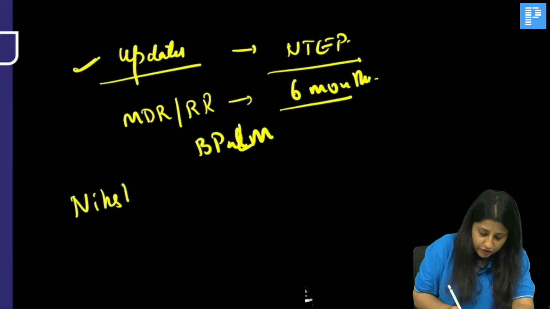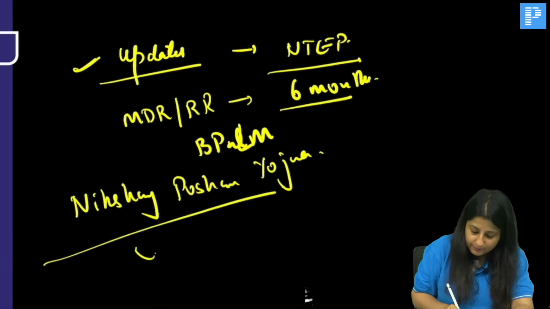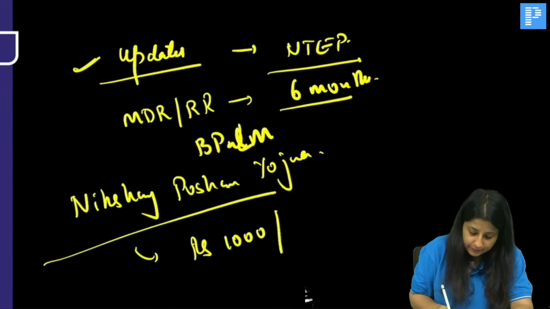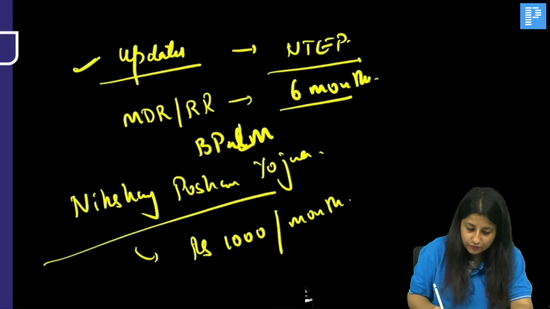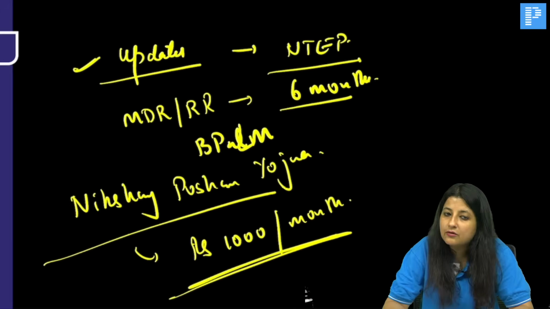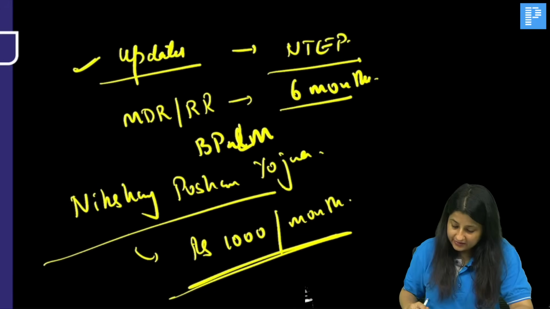And Nikshay Poshan Yojana guys, what is the nutritional incentive under Nikshay Poshan Yojana? It is rupees 1000 per month. Yeah, you will be getting the PDF, don't worry.